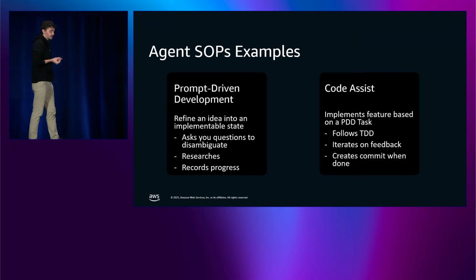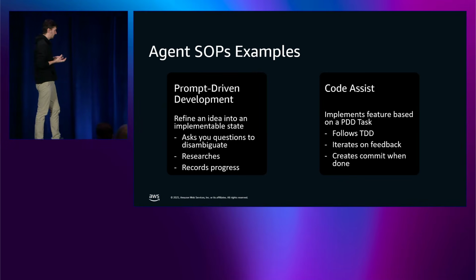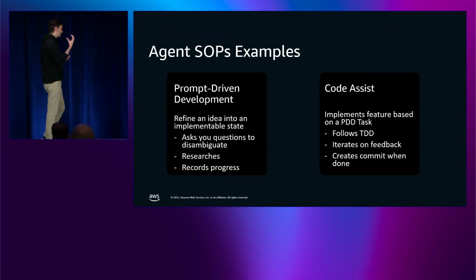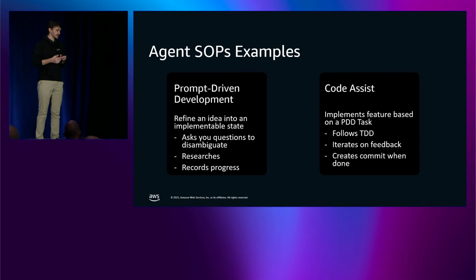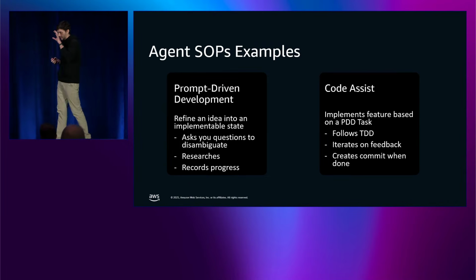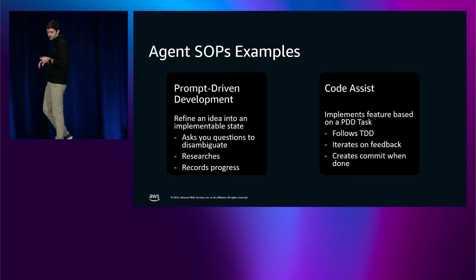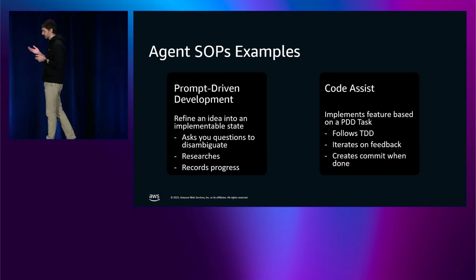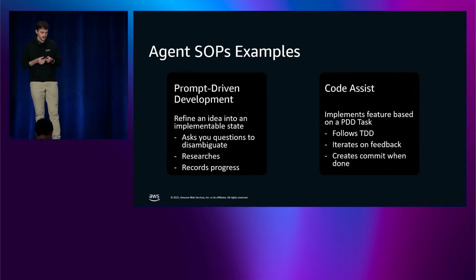Like I said, the output of this SOP is an implementable task. It's a markdown file for how to implement a feature in a code base. And we developed another agent SOP, which is Code Assist, which takes this task and actually implements it. So it follows the test-driven development methodology for writing code where you write the unit tests first, and then after that you write the application code. And we found that guiding agents to write code like this, it, again, writes much better code.